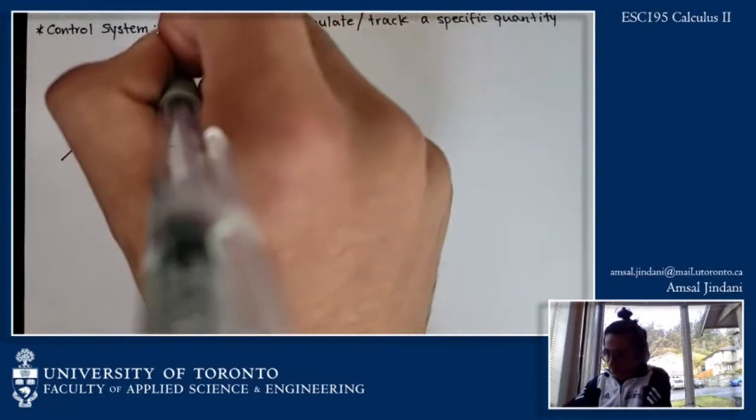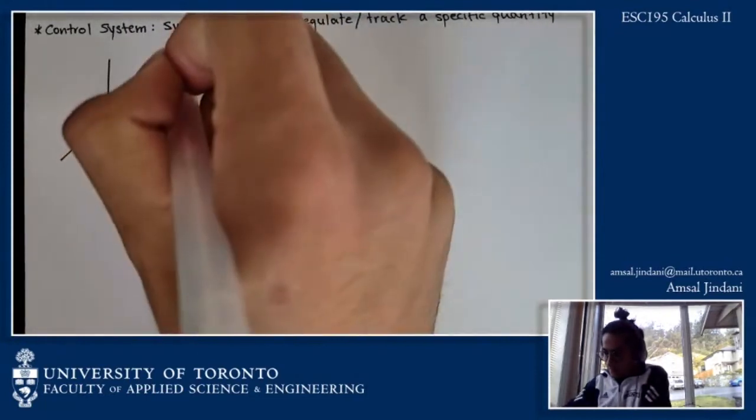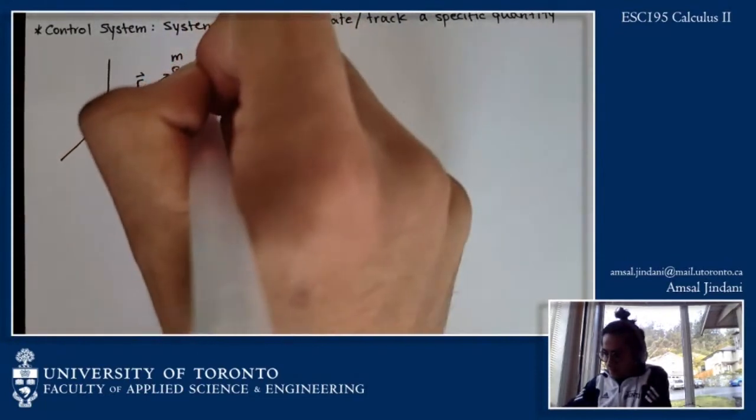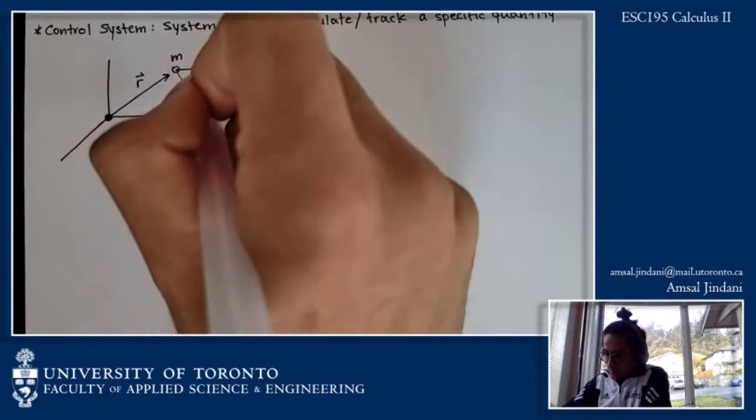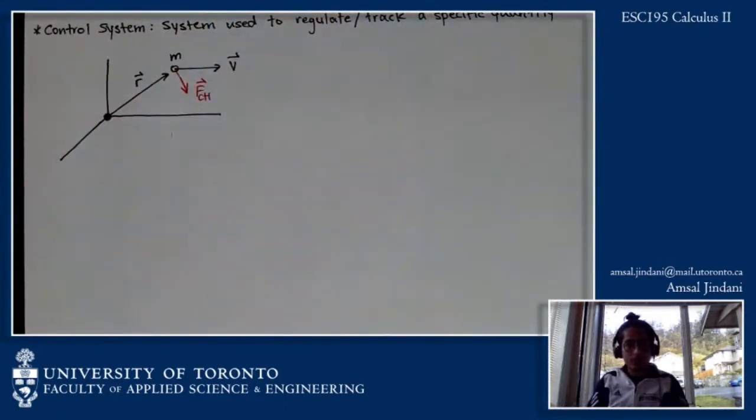And we can say that the drone can produce a force in any direction that we want. So the drone can produce any directional force, and we'll call that FCTL for control force.